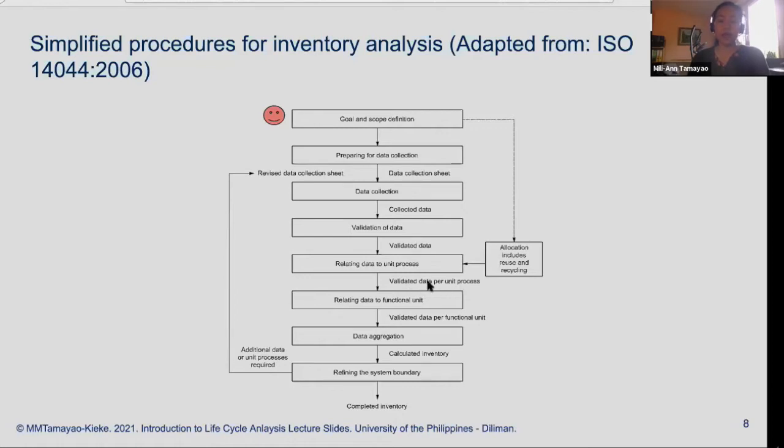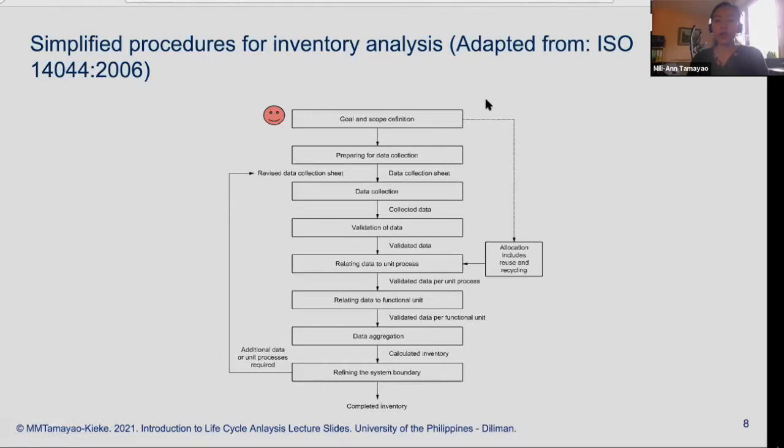Okay, and after doing that, you then relate the validated data per unit process to the functional unit. And of course, at that level, you also have to validate again. And then after that, you have data aggregation. And from the data aggregation, you have the calculated inventory. And then after that, if there is a need, then you can refine the system boundary. And of course, you have your completed inventory.